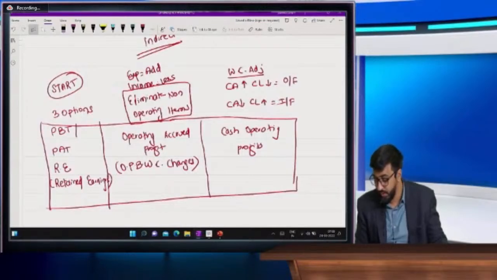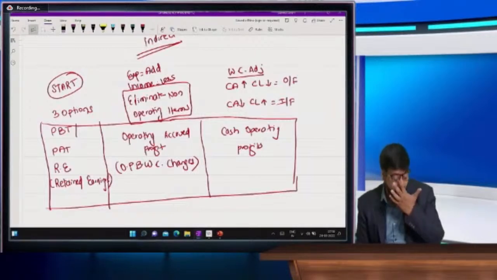Tell me over in the comment section after writing this. This is exactly the indirect method to calculate cash operating profit, in which you have three ways. You can start from PBT, or you can start from PAT, or you can start from retained earnings.